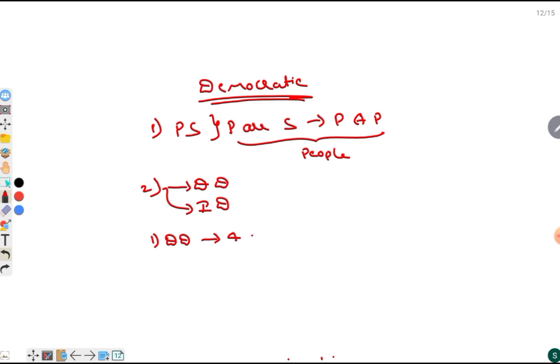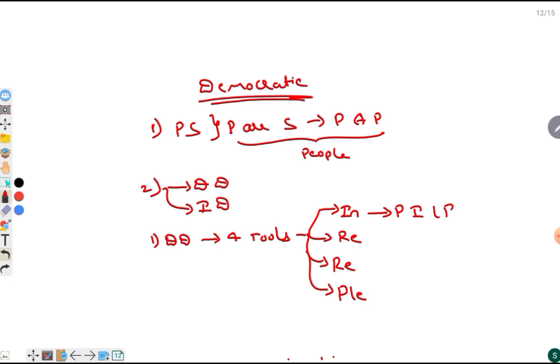Direct democracy has four tools, that is initiative, recall, referendum, plebiscite. Initiative means people initiating law framing, and recall means people calling back an elected representative within the tenure. Referendum is the opinion of the people, and plebiscite is the opinion of the people about a territorial issue.